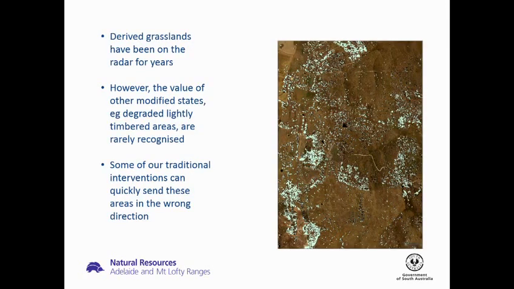Andrew sort of touched on this before. I think we've been excited about derived grasslands for a while now, but some of these other modified states, these extensive degraded woodlands in the eastern Mount Lofty Ranges, probably are not necessarily on our radar. We don't really know what to do with them. Some of our traditional interventions can actually send these areas in the wrong direction, arguably.